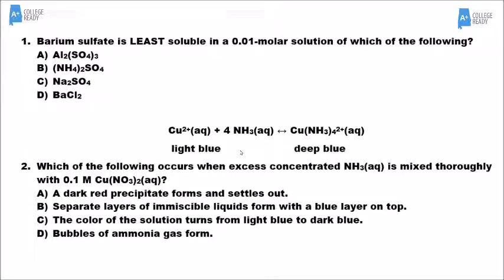Number 2 is a Le Chatelier question. A copper nitrate solution gives off the copper 2 ions, causing it to be light blue. When concentrated ammonia is added, it causes a shift to the right and makes it deep blue. So the correct answer there is C.